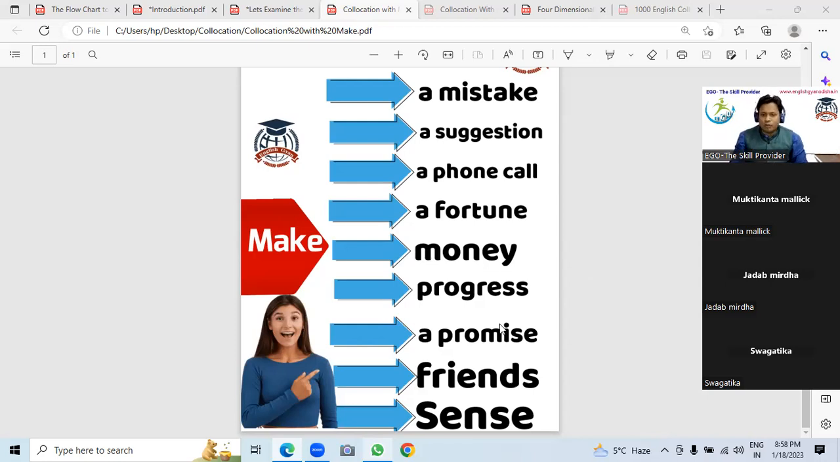The next one is make promise, make progress, make money, make friends. And then the last one: I'm making a lot of friends. Wow, he has the capacity to make a lot of friends. Wow, he has a lot of friends. I make a lot of friends on Facebook. I have a lot of friends in reality. Like that, you can make friends. And make sense. Very good word.